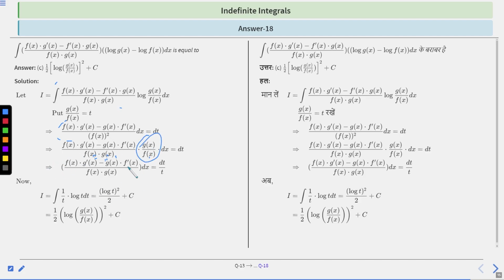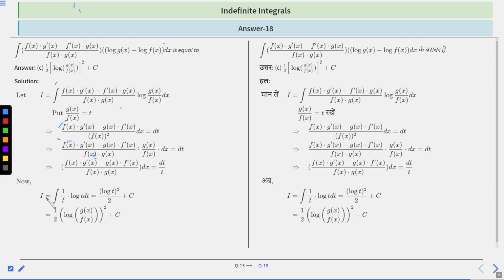Right. Now see, you can easily observe that this is t, this is t, this is dt, including dx. So you can take this t to the other side, which will become dt upon t. So [f(x) g'(x) minus g(x) f'(x)] upon f(x) g(x) into dx is equal to dt upon t. Right. So this whole term will become dt upon t, and log g(x) upon f(x) is left.